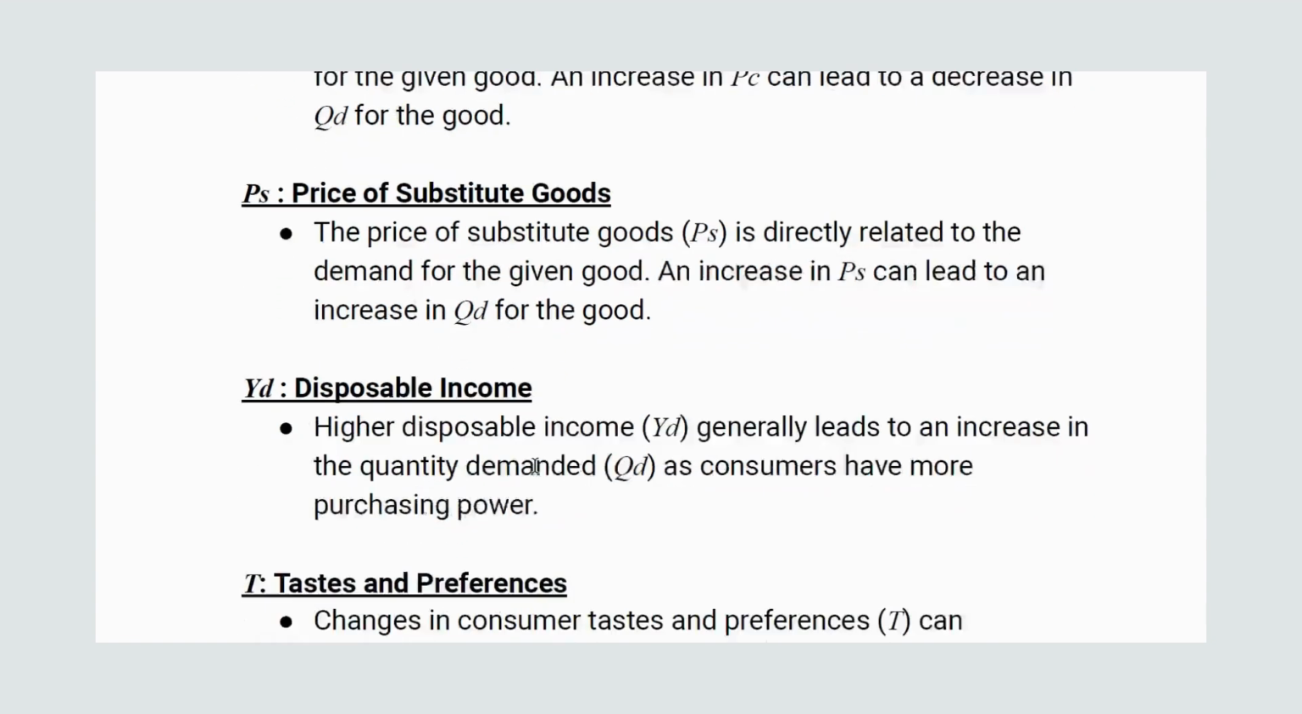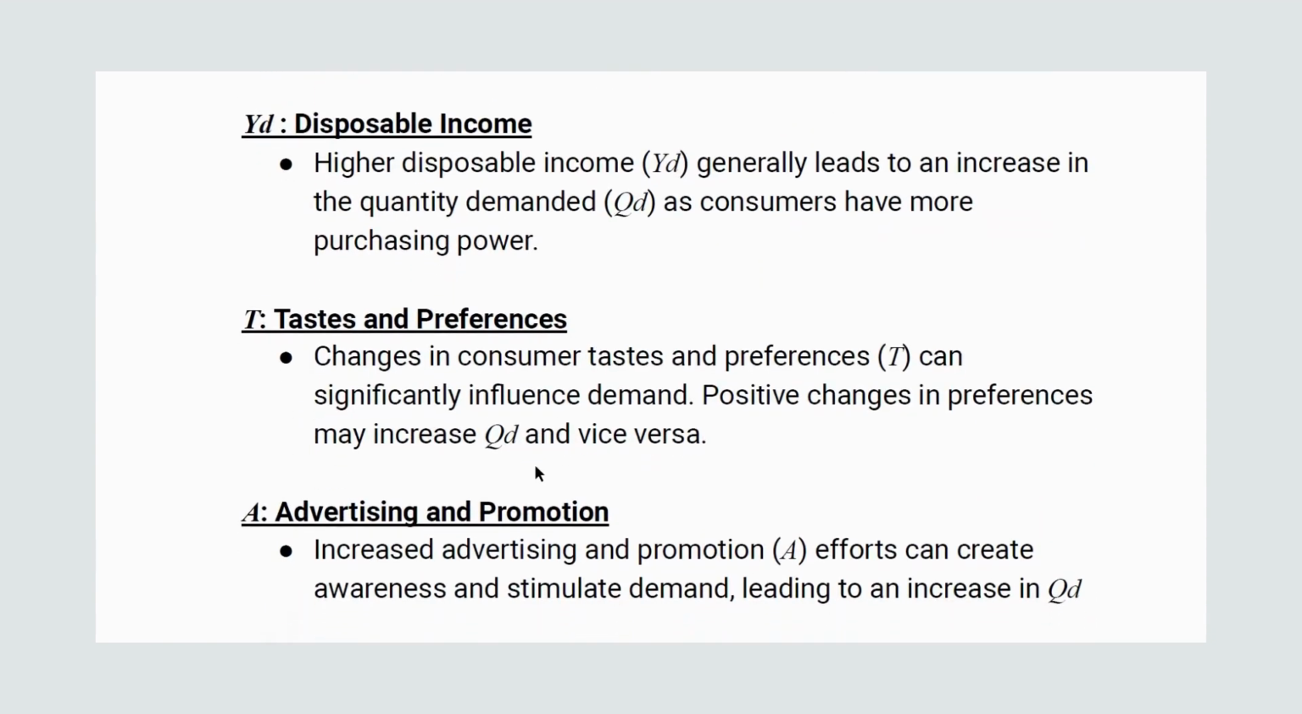And one more important variable is disposable income. What happens if our income increases? Whenever our income increases, yes, our quantity demanded can also increase, because our purchasing power will get higher. That's why disposable income has a direct impact on the demand function.